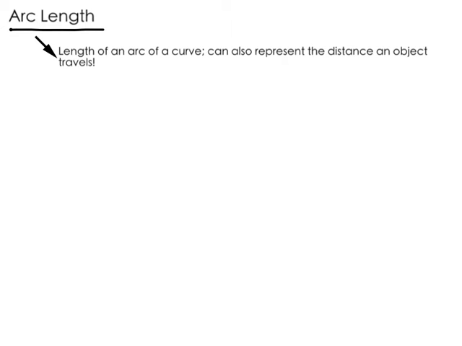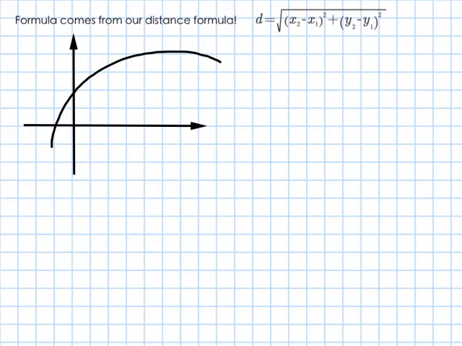Okay guys, so today we're going to be talking about arc length. Arc length is the length of an arc of a curve, and it can also represent the distance an object travels. Essentially, if we have a curvy function instead of a straight line, we don't know how to tell how long that curvy piece is, but our arc length formula is going to be able to tell us how long that curvy piece is.